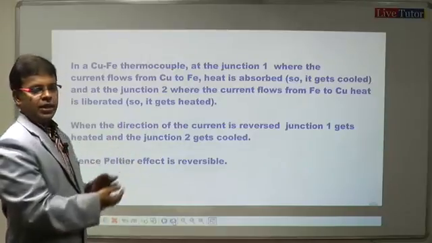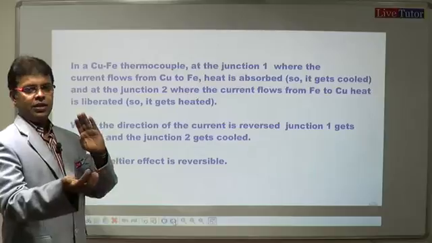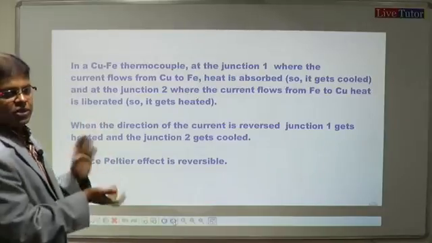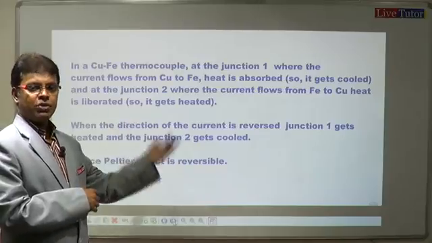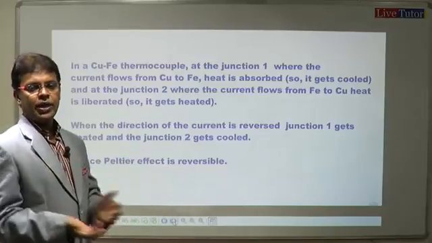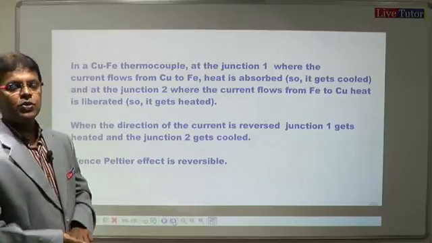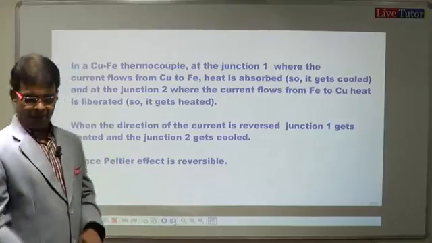Similarly, as I showed in the previous diagram, when the direction of current is reversed, what happens? The effect is also reversed. That is, junction 1 gets heated up, junction 2 gets cooled down. From this we can understand that Peltier effect is also a reversible one. Okay.